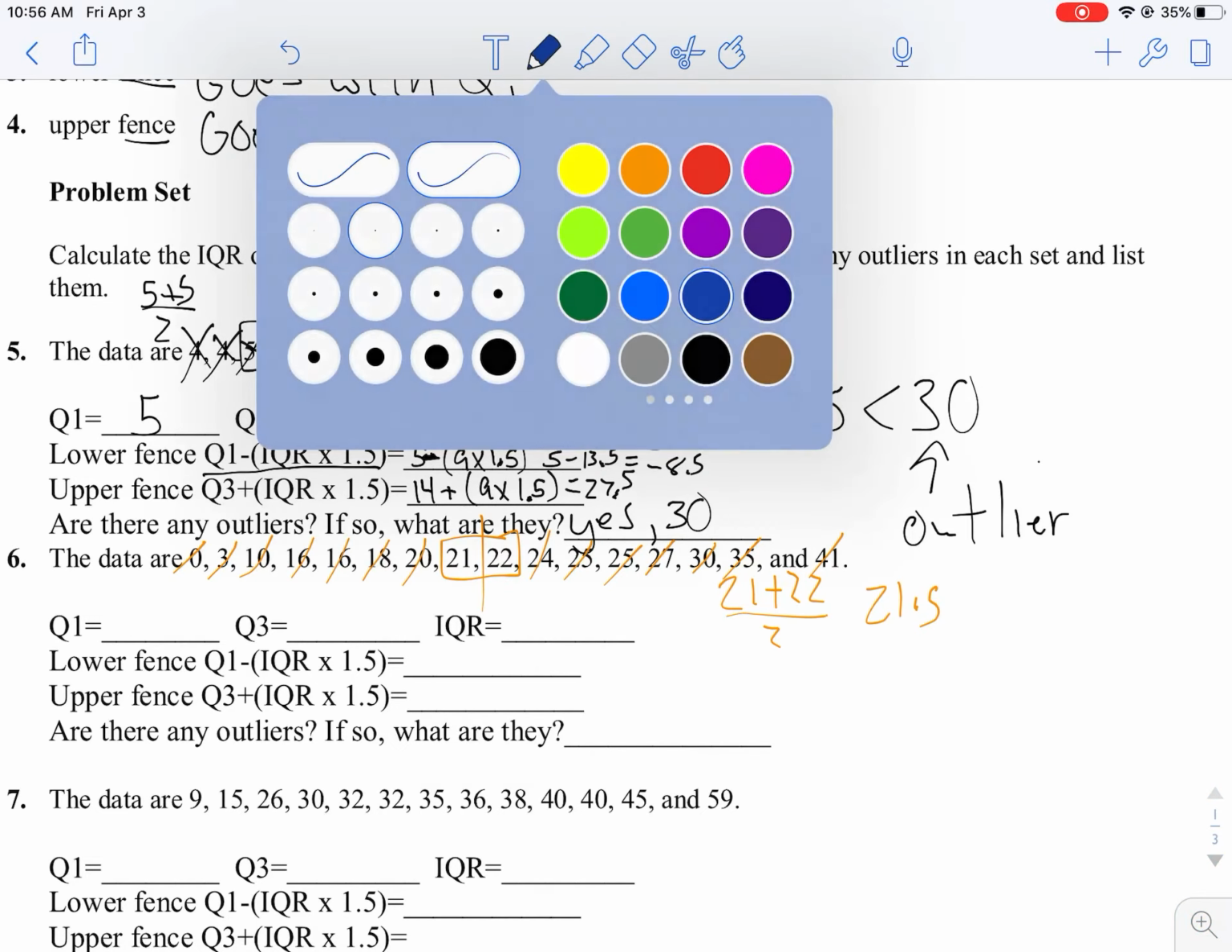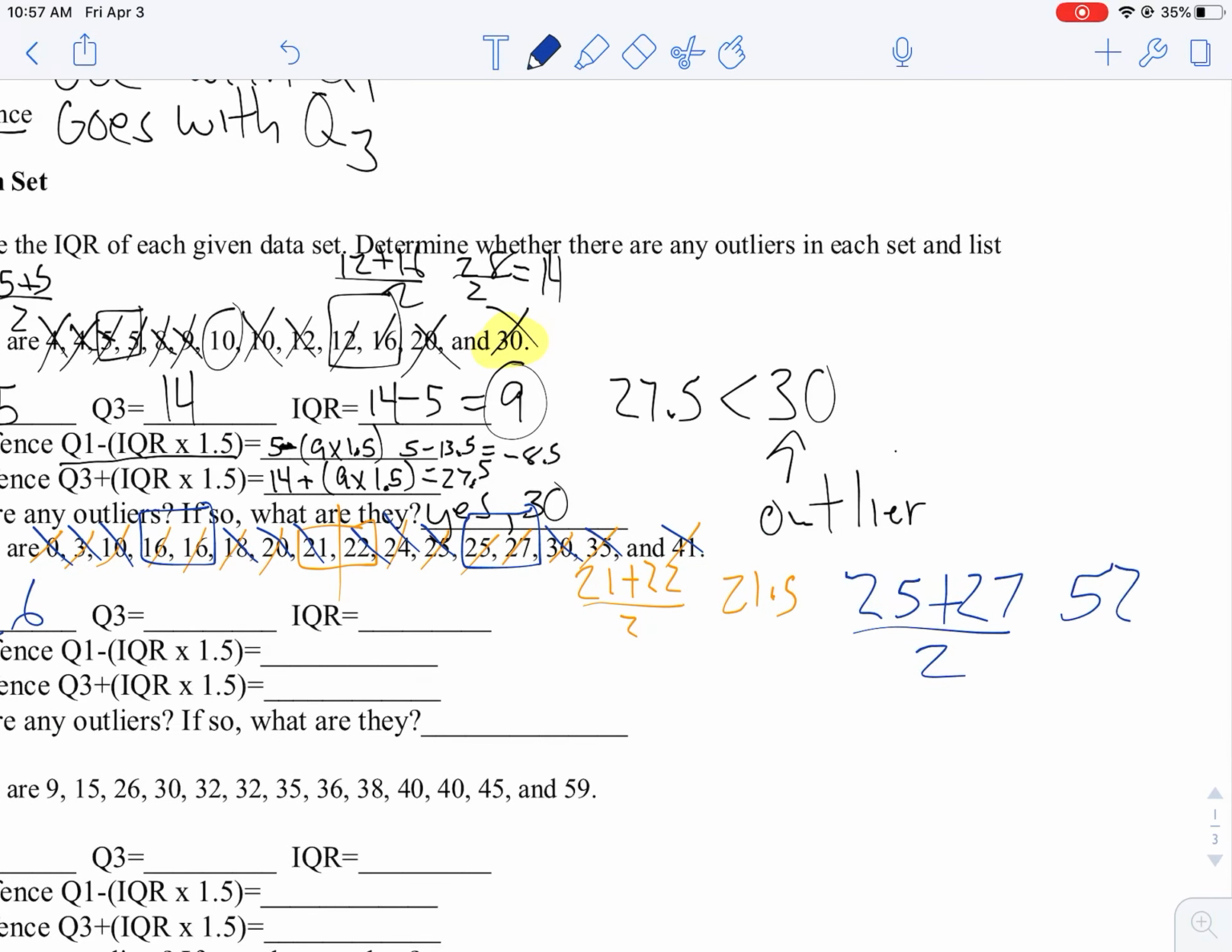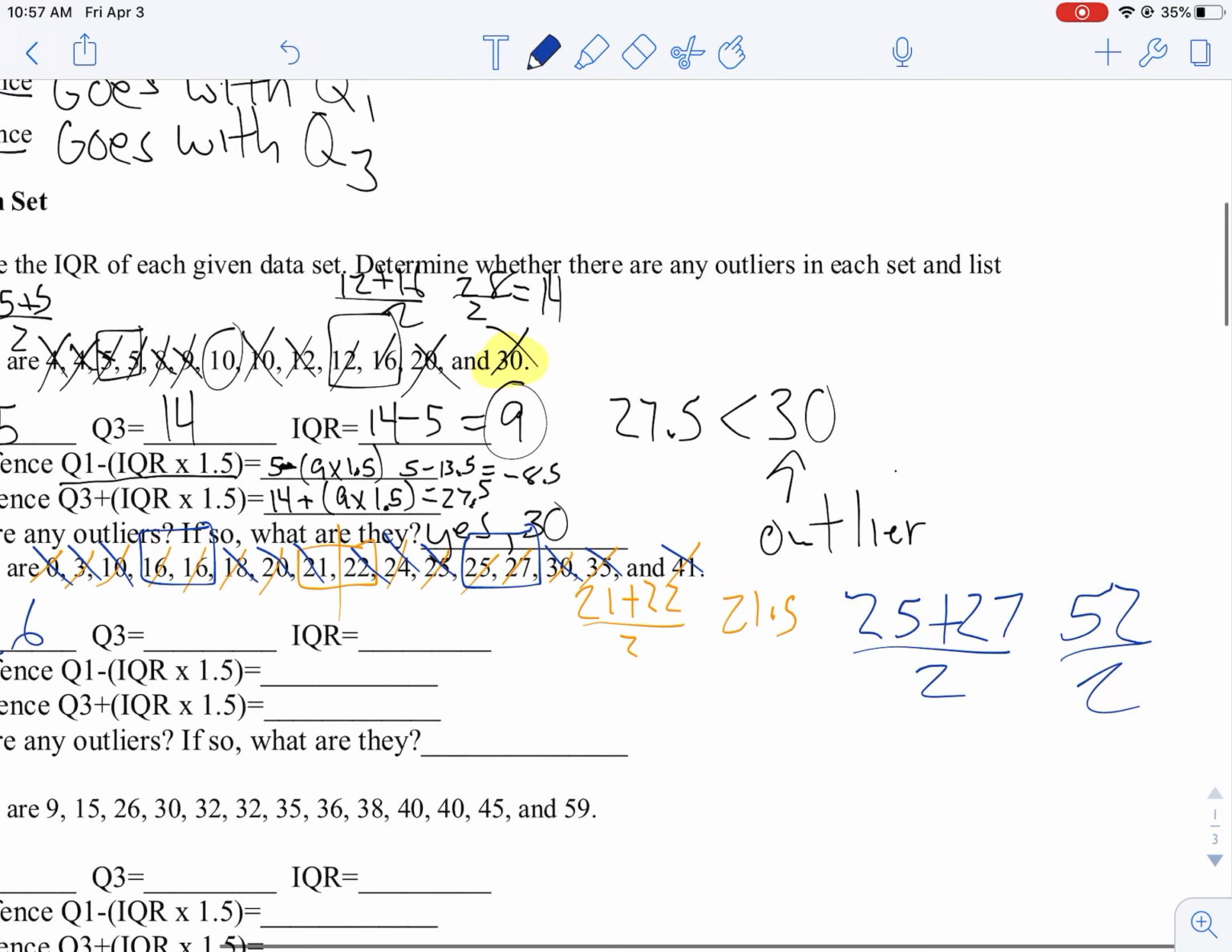So now they want to know Q1, so I'm going to go through and do Q1. And then obviously if we do 16 plus 16 divided by 2, I'm going to get 16. All right. Q3, we're going to go this way and count in. And then I'm here. So now we have to do a little bit more math. 25 plus 27 over 2. That is going to give me 52 over 2, and that's going to give me 26. Okay, so Q3 equals 26.